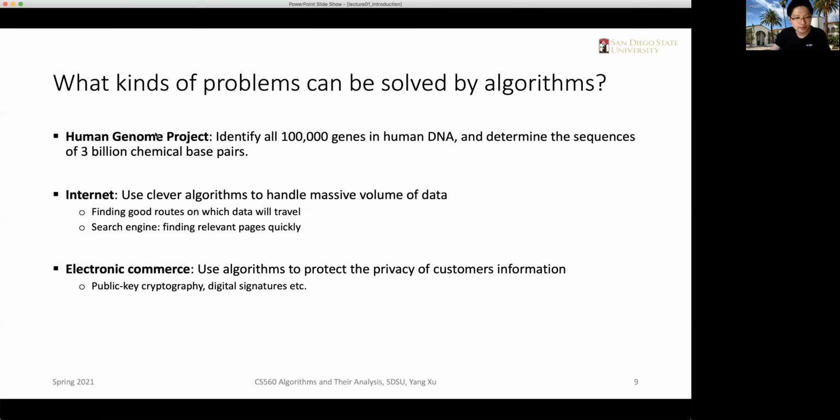And the third example is cryptography algorithms. I think it is becoming a more popular topic recently with cryptocurrencies, right? It is actually the cryptography algorithms or digital signature algorithms behind cryptocurrencies that basically solve the de-identification problems.